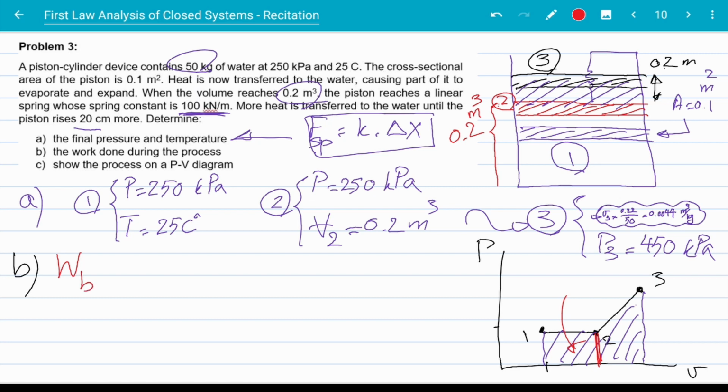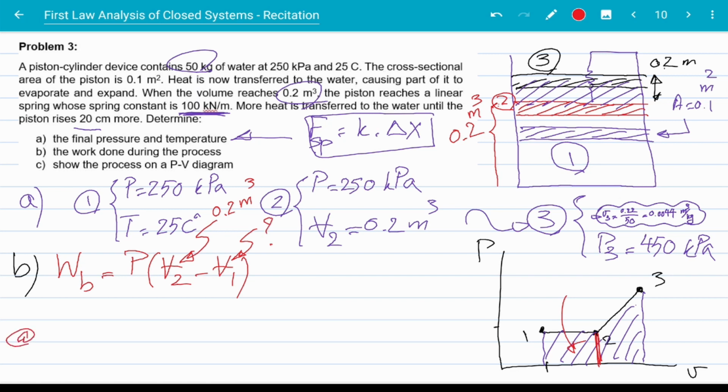So the work, or the boundary work, is pressure times volume 2 minus volume 1. I already know volume 2. The problem says that it's 0.2 meters cubed. So I just need to find volume 1.